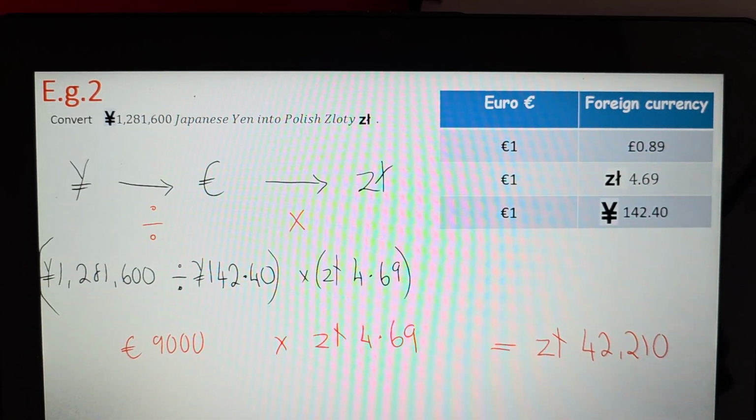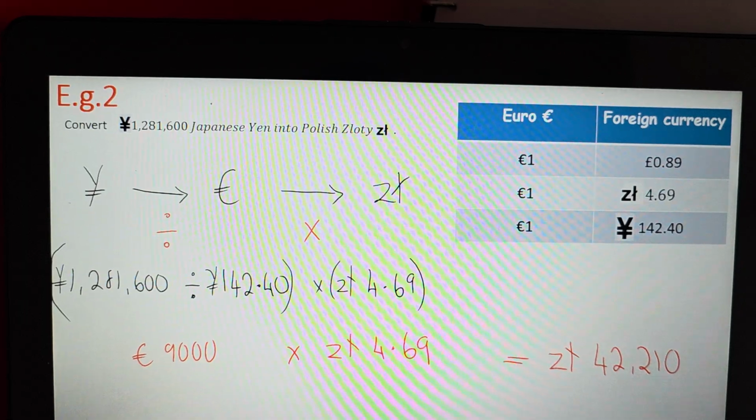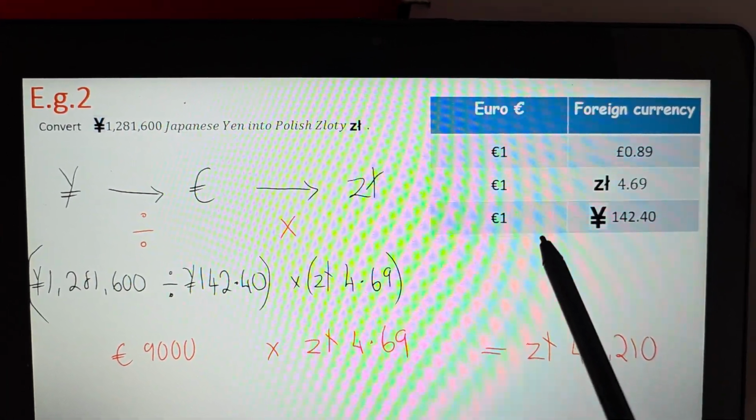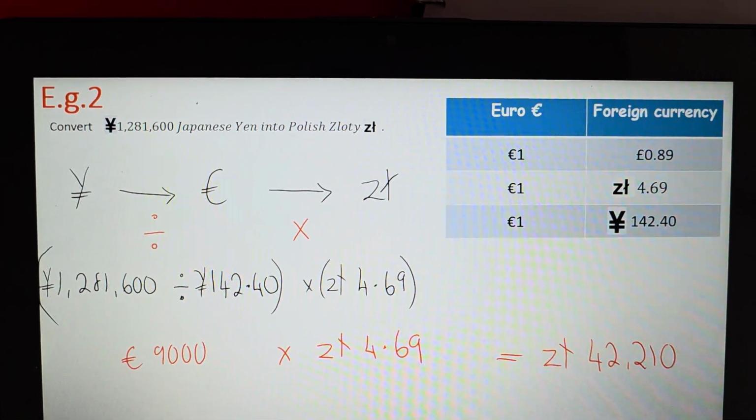So always, girls, if they don't give you the exchange rate you want, you can go around it a different way. So convert it back into a different currency that you do have the exchange rate for, and then work forward to convert that into the currency you do want.